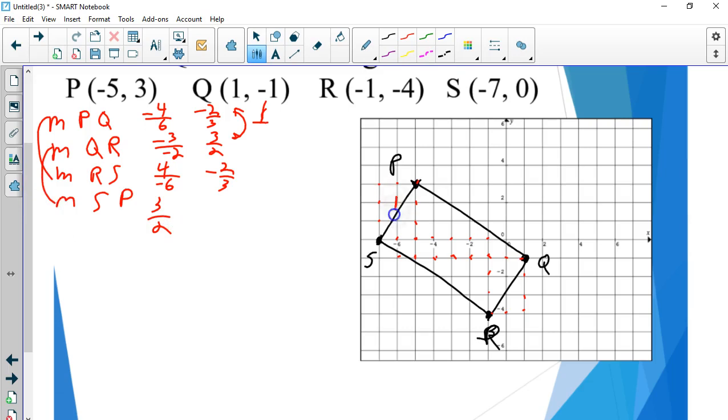So I've proven this side and this side parallel. I've proven this side and this side parallel. I've also proven these two sides to be perpendicular. These two sides, these two sides, these two sides. So I've now proven a rectangle.